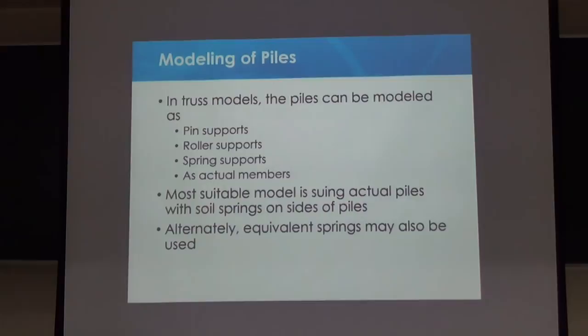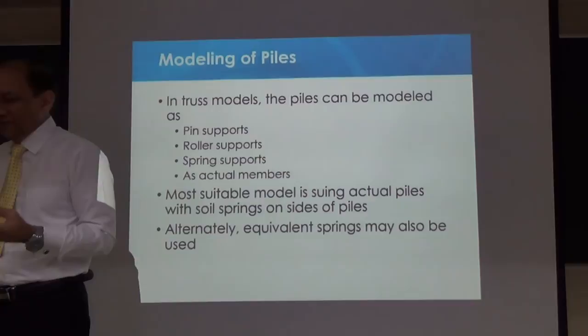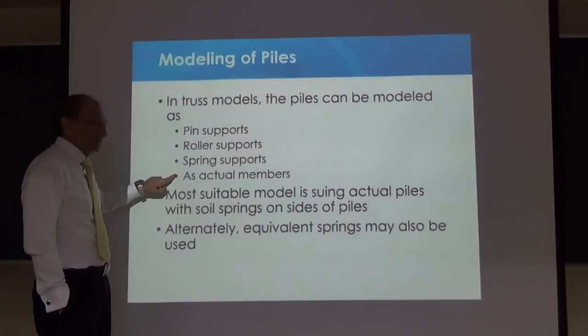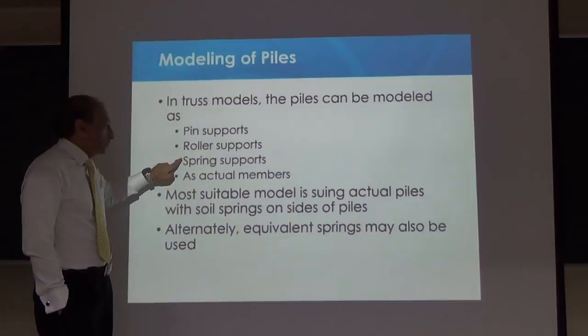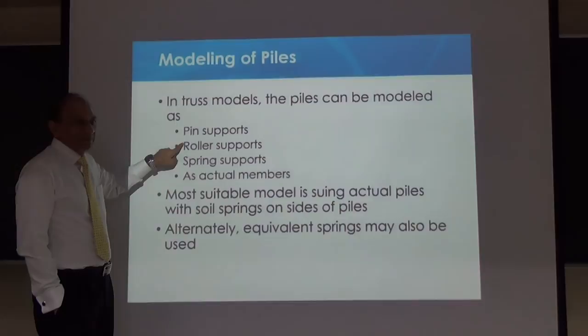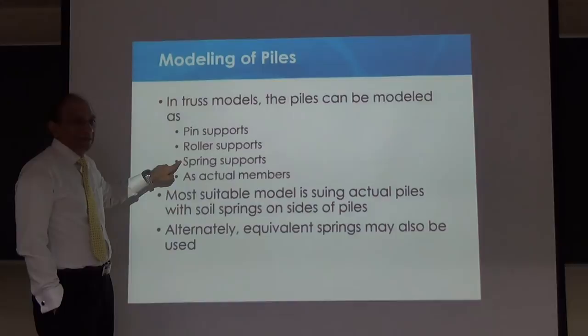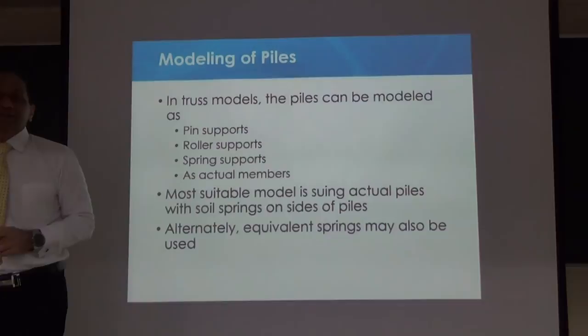Now, a very important point is how do you model the support of the truss? You can model pin, roller, spring, or actual members. You have these choices. Obviously, actual members is the best one. You should model it as real as possible. If you convert to spring, you might make some mistakes in how the springs are done. Roller is incorrect, pin is incorrect. So use actual members as far as possible, unless you know how to do it, then convert them into springs. Both of these are not real, unless you provide real rollers and real pins in a steel structure, which is possible.